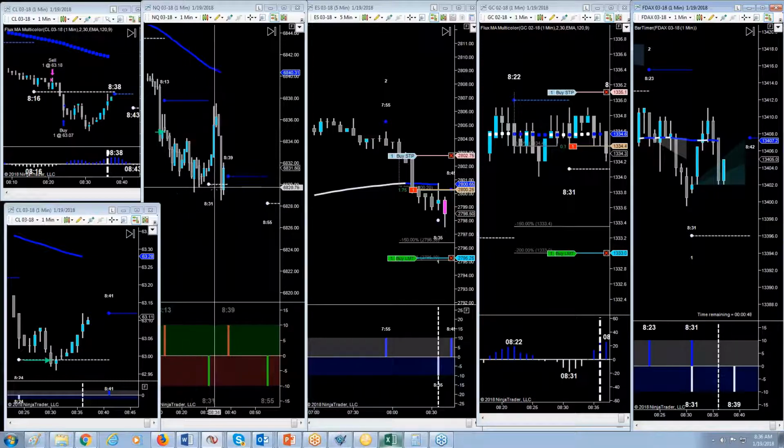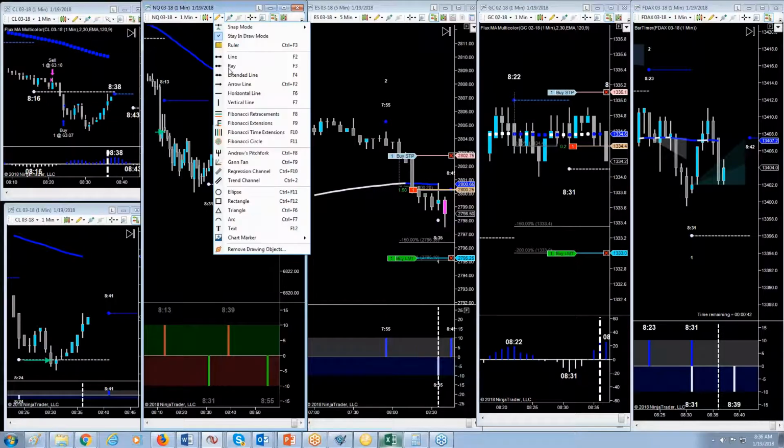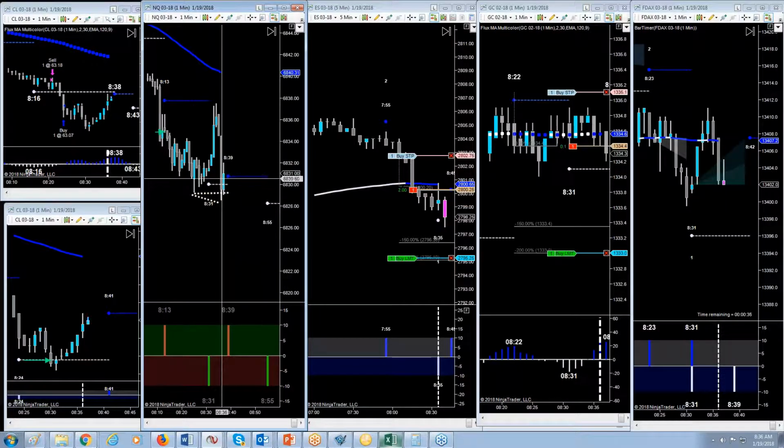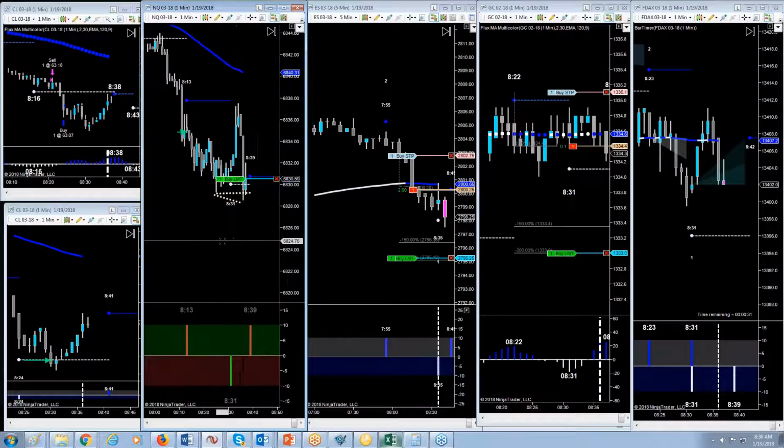Hey, over on the NQ, we have a stop run scenario right here. This is something we talked about in last night's class. So it's okay to maybe look for a long right here, see if it'll pull back and catch a little low risk entry.